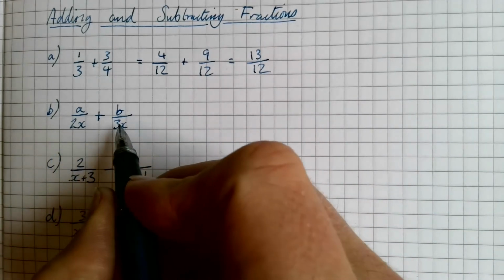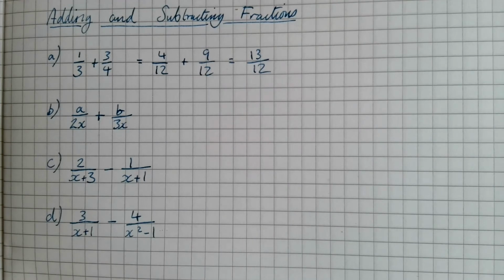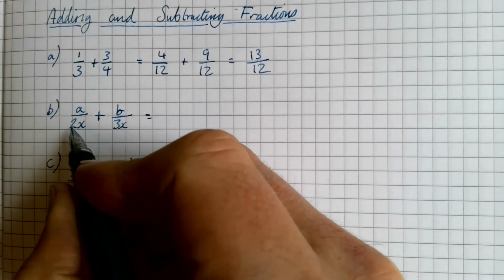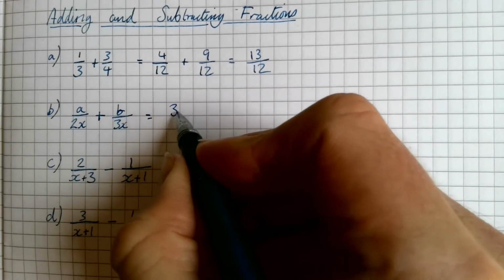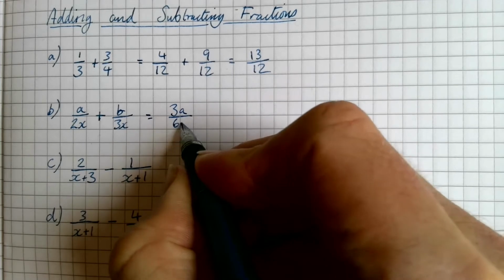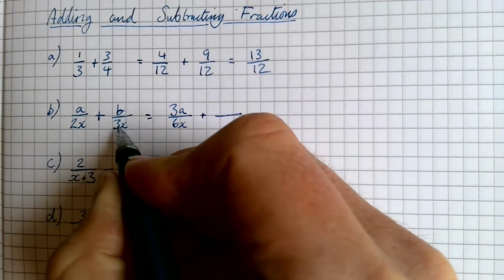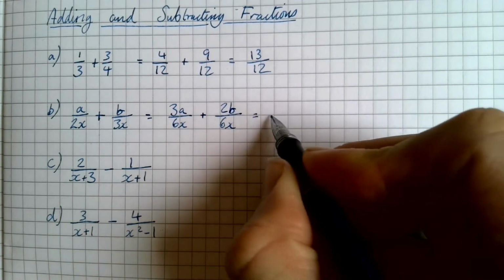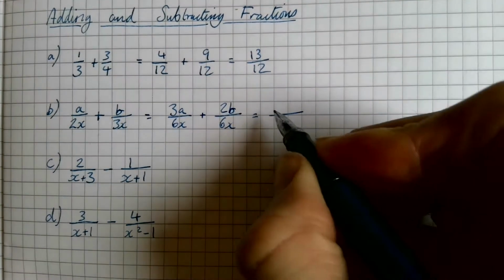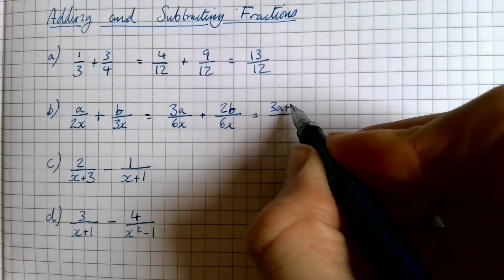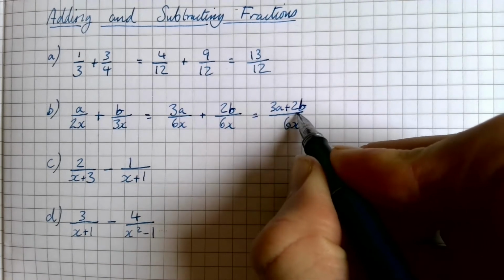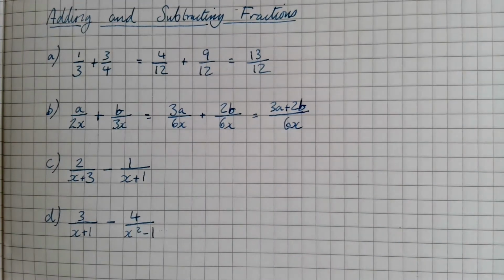Now 2x and 3x, the lowest common denominator, as with 2 and 3, would be 6, so it's going to be 6x, which means I'm timesing this one by 3 to give me 3a over 6x, this one by 2 to give me 2b over 6x, and then we can just add the numerators together over a single denominator.